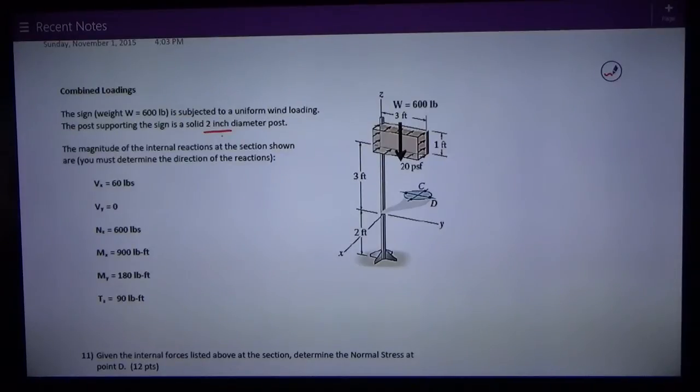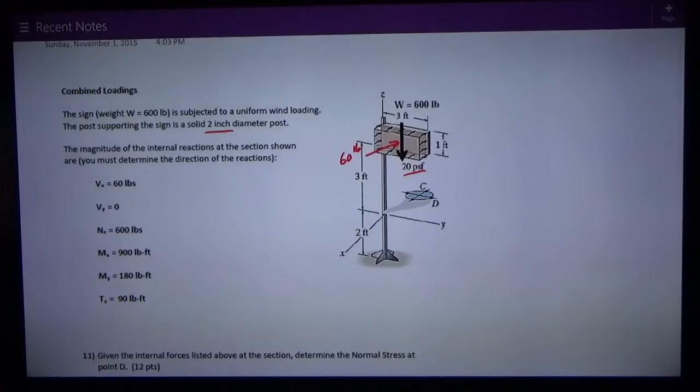It's a 3D statics problem, and the sign has wind blowing on it, which is 20 psf. The sign's area is 3 by 1, so that makes 3 times 1 times 20, or 60 pounds. That is a horizontal force like that. Anyway, those two forces, the weight of the sign and the wind load, produce 5 of the 6 possible reactions.